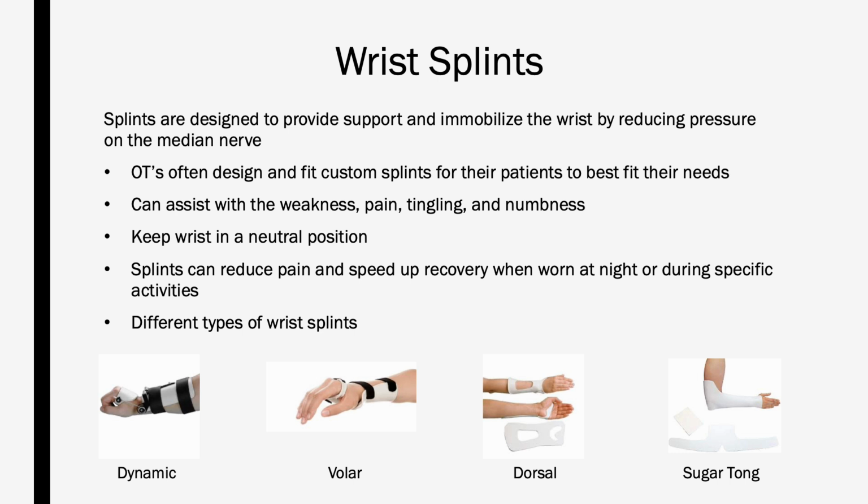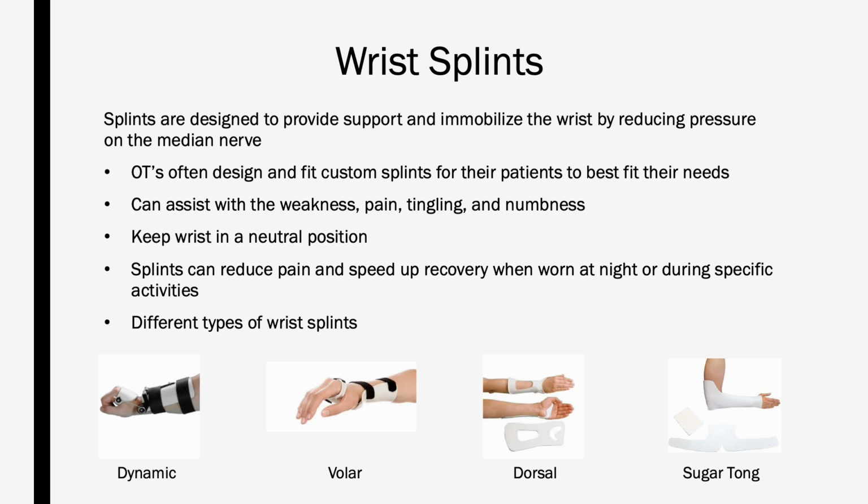So, to begin with, there are wrist splints. Splints are designed to provide support and immobilize the wrist by reducing pressure on the median nerves. OTs often design and fit custom splints for their patients to best fit their needs and depending on how severe their case might be. These splints can assist with weakness, pain, tingling, and numbness, which are the common symptoms. They also keep the wrist in a neutral position, and they can reduce pain and speed up recovery when worn at night or during specific activities as recommended by OTs.